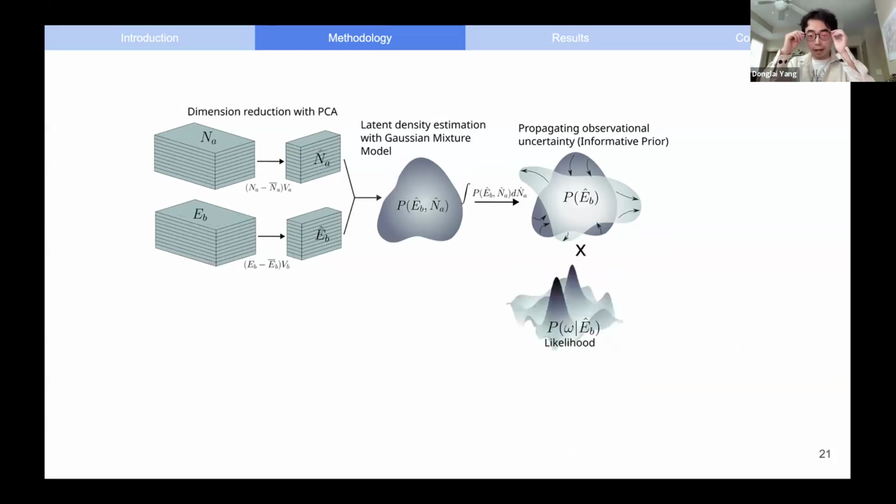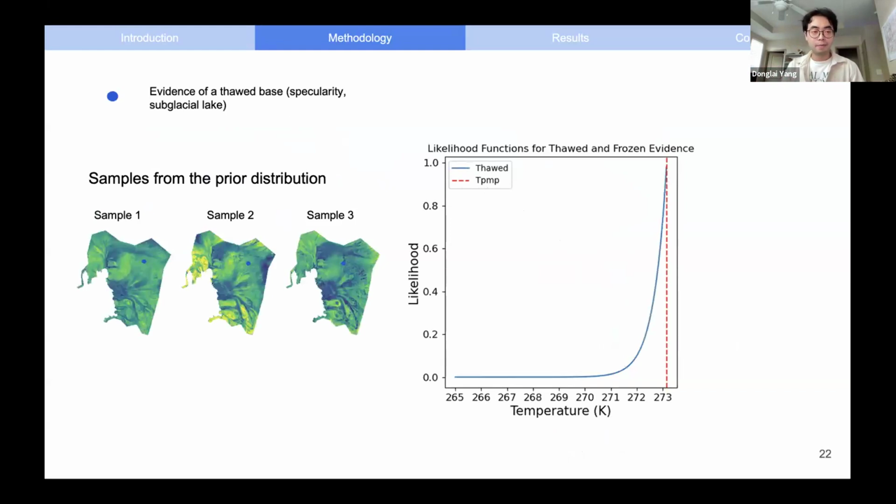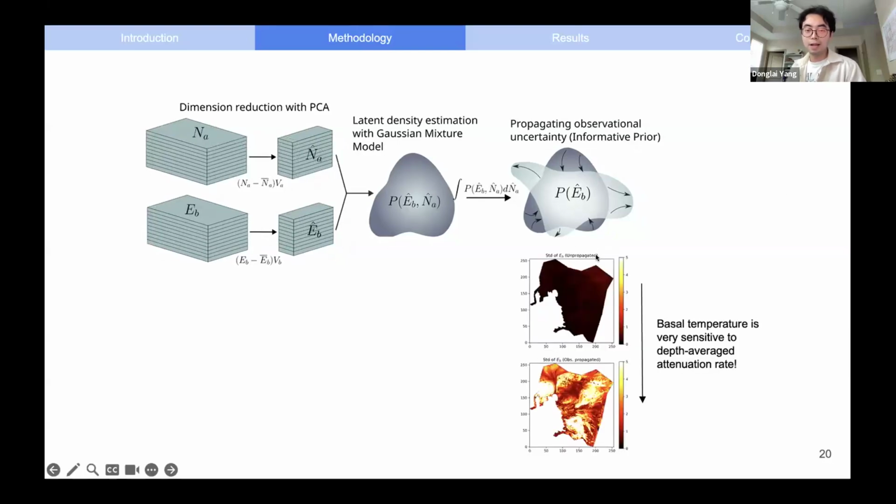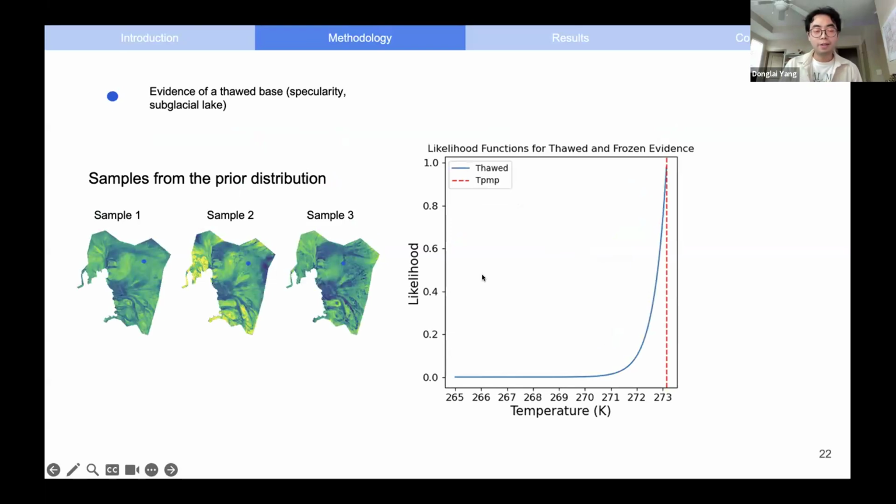So to mitigate that, there are ways that we can incorporate other evidence that I talked about, but I haven't really assimilated them, which are the more definite but scattered, sporadic basal thermal state evidences. I'd like to give you an example. If you draw 3 samples from the prior distribution, and you have an observation at this part of the Amundsen Embayment, upstream of Thwaites Glacier, that shows that there's actually water here, meaning the temperature at the base is probably at melting point.